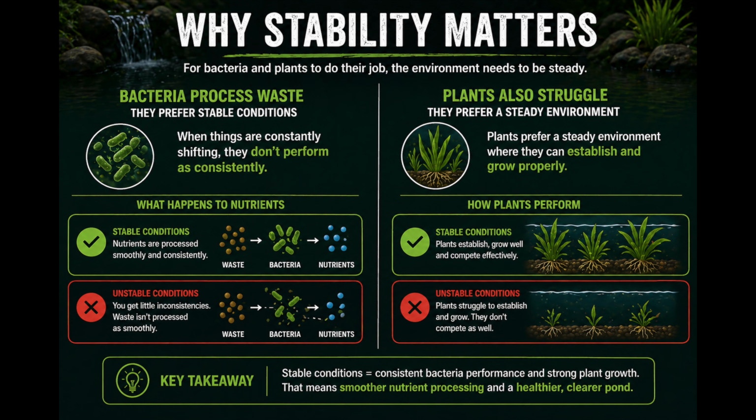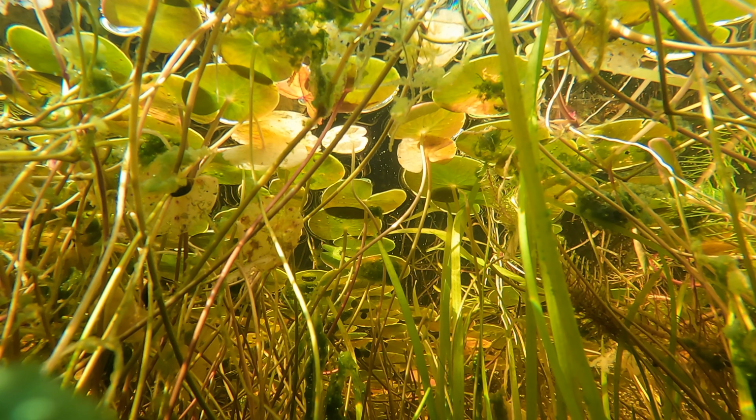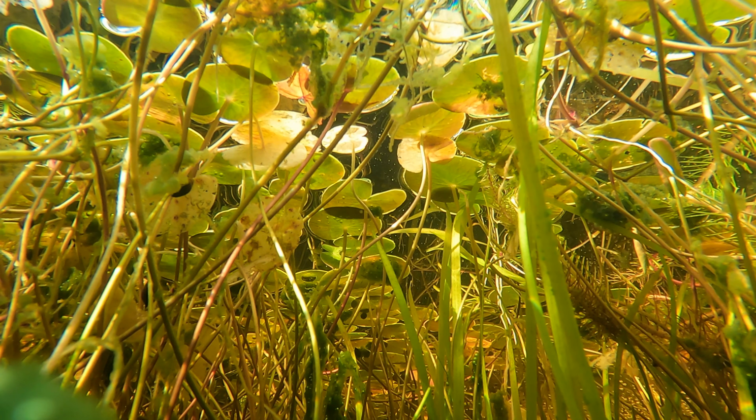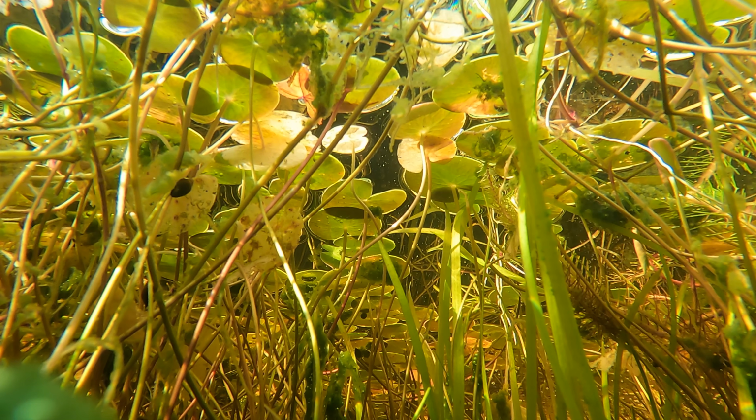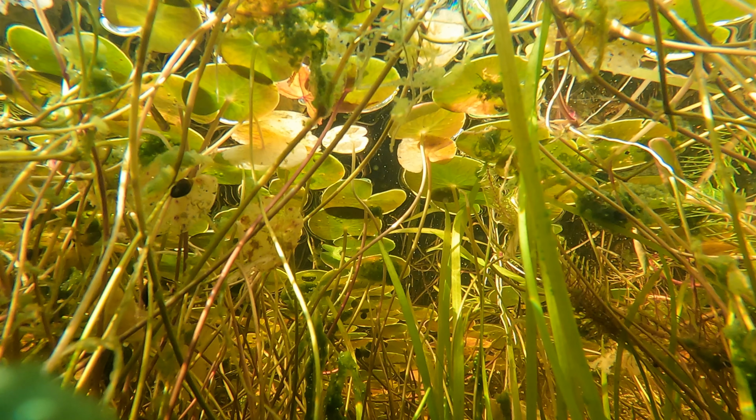The bacteria that process waste prefer stable conditions. When things are constantly shifting, they don't perform as consistently. So instead of nutrients being processed smoothly, you start to get little inconsistencies. At the same time, plants also struggle in unstable conditions.